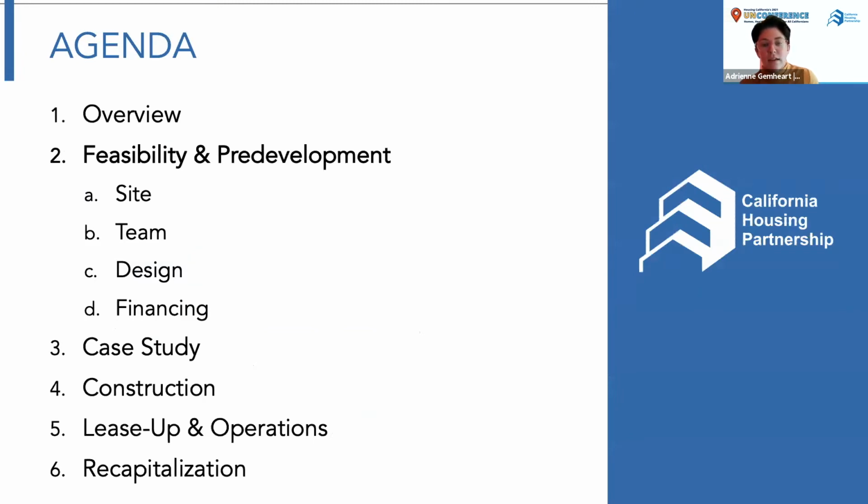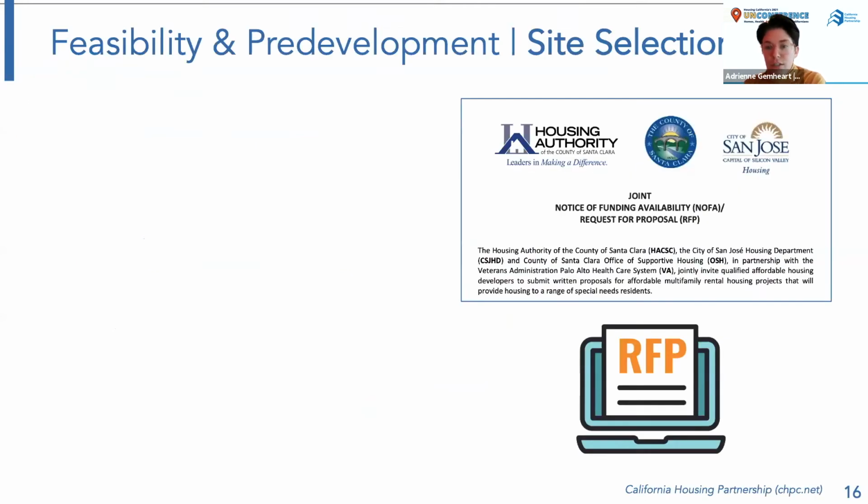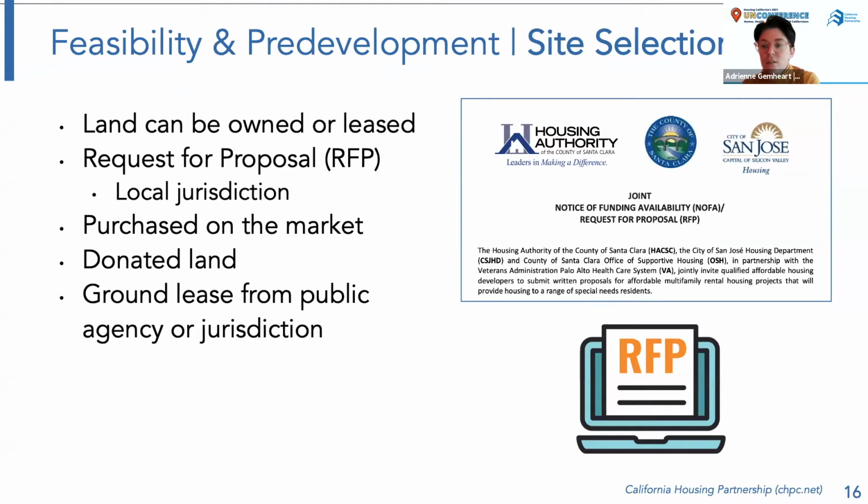All right, so for feasibility and pre-development, there are a couple different parts, with the first part being site selection, followed by assembling a team, the design of the project, and then financing. First we'll look at site selection. There are many different ways to acquire land. One possibility is that a jurisdiction or public agency will issue a request for proposal or an RFP, which is a competition among developers to acquire land, which will be used to develop affordable housing. Developers will submit their ideas and their plan for the given site in hopes of acquiring that land.